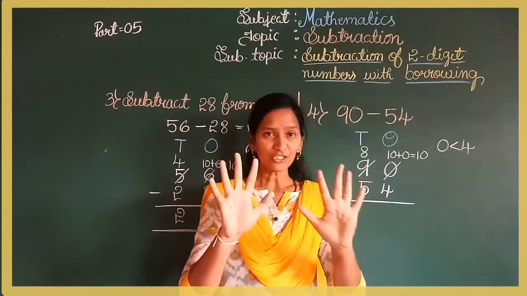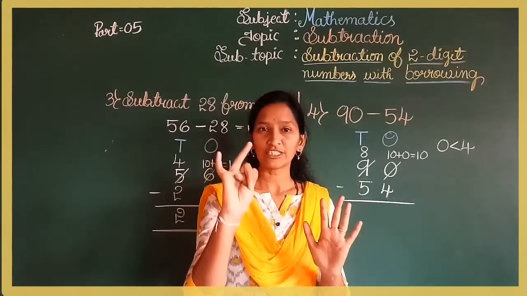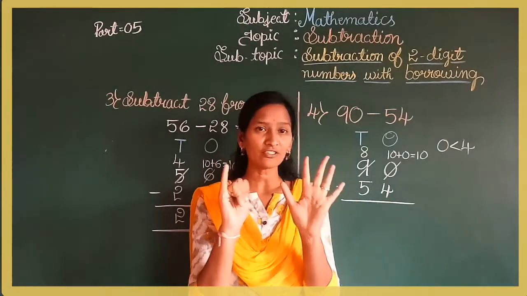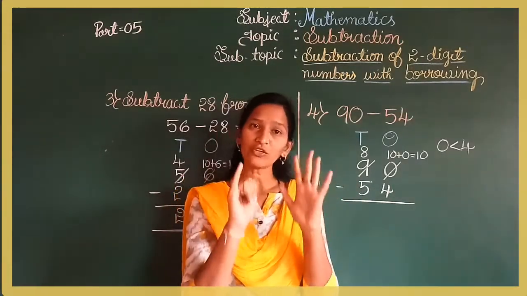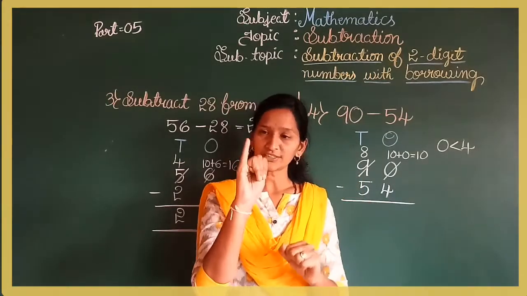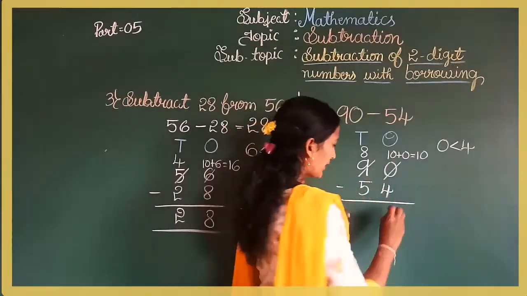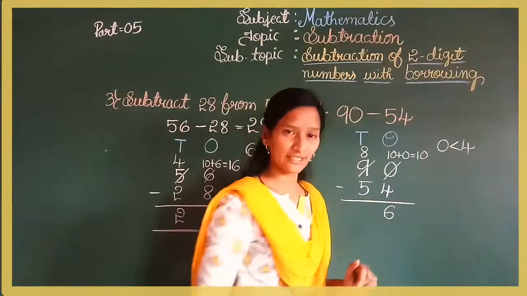So, from 10, you have to subtract 4. Okay? 1, 2, 3, 4. So, how many fingers are left here after removing 4? Yes, 5 and this 1. Total 6. So 10 minus 4 is also 6.